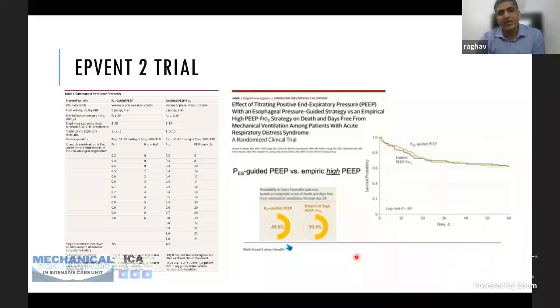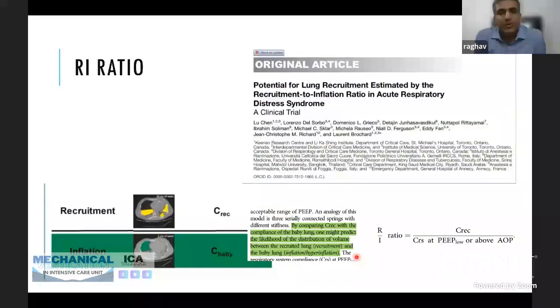So if you have esophageal pressure at your disposal in your ICU, you can try this transpulmonary pressure technique. Coming to the fourth and the last method based on lung mechanics, this method is known by the name of RI ratio, which is the recruitment to inflation ratio. This was proposed by Dr. Laurent Brochard and his group from Toronto, Canada.